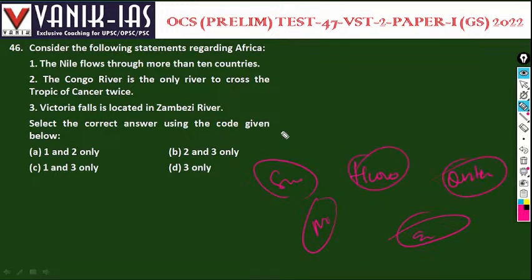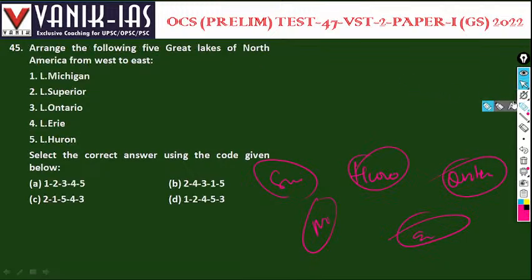So if you are arranging from west to east, obviously it is Lake Superior first. After that, here is Michigan, so after two there is one. Then Huron, that is five. Then four, it is for Erie. So see the answer. In this manner they are arranged.